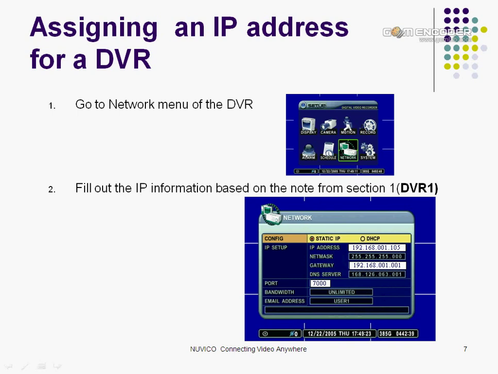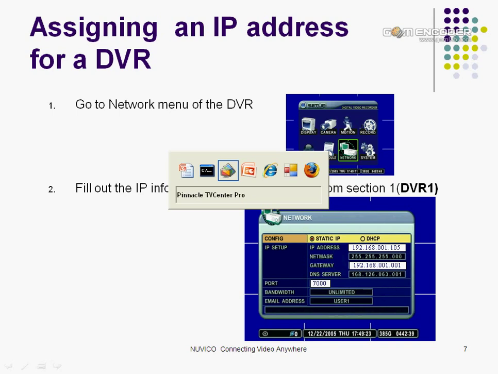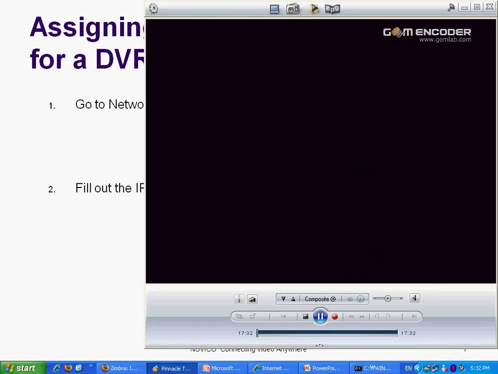Make sure that you're using static IP for the DVR and type the IP address of DVR1, in this case 192.168.1.105. The subnet mask should be 255.255.255.000, and the default gateway should be 192.168.001.001.